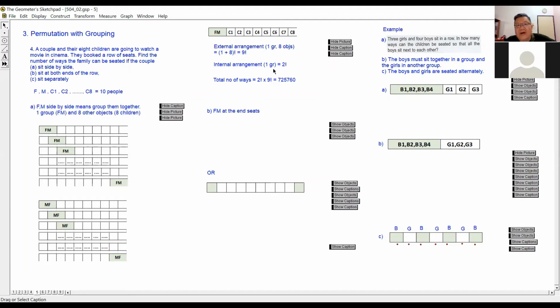Then the internal arrangement, 2 factorial. Multiply them together, you get this answer. So no question, then we look at the next part. Now the next part is like this.